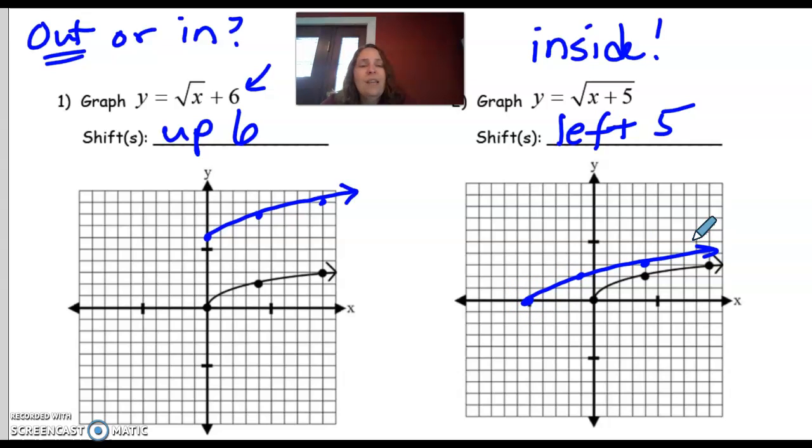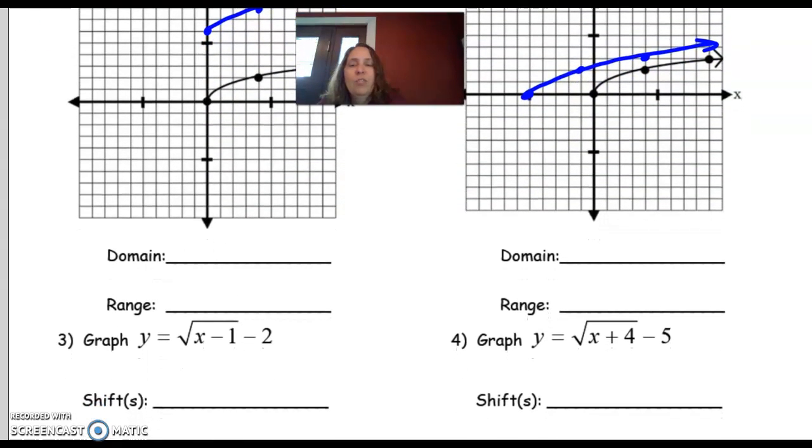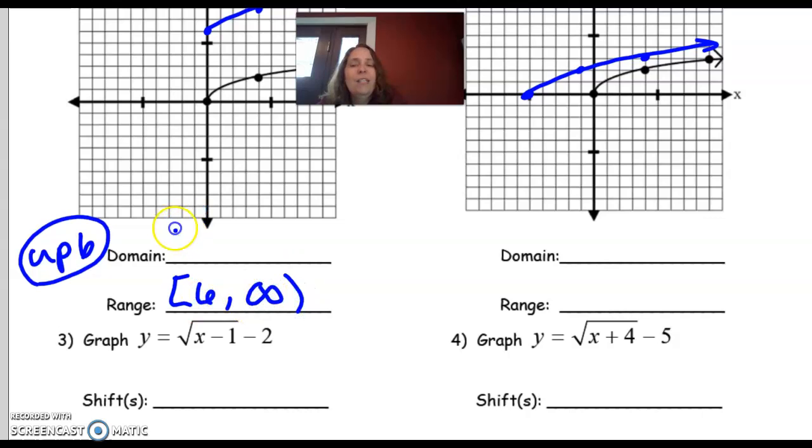All right, it's really the same function. It's just everything is moved over left 5 units. All right, domain and range. We need to think about what happened there. In the first example, because we moved up 6 units, that was only a y change. So that would impact the range. It's now starting at 6 and going to positive infinity. But the domain didn't change at all.